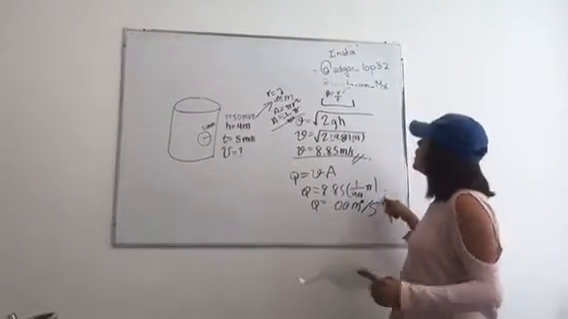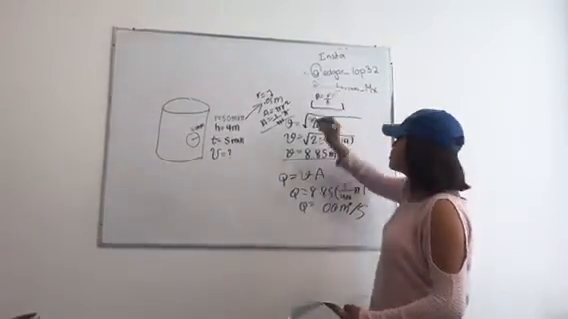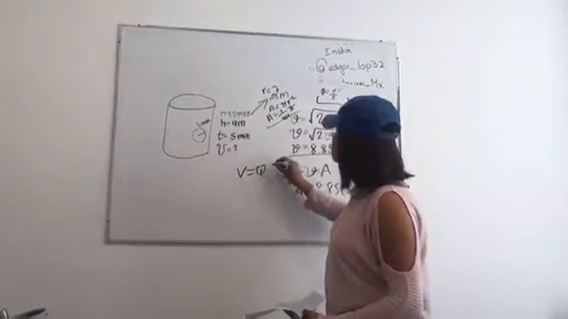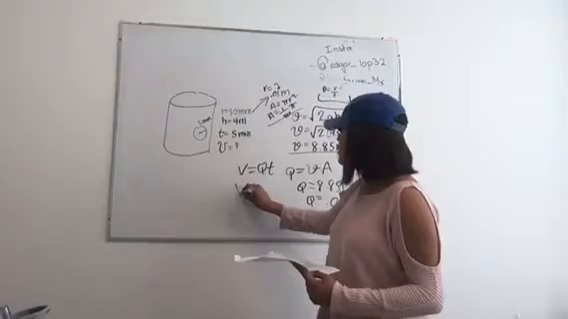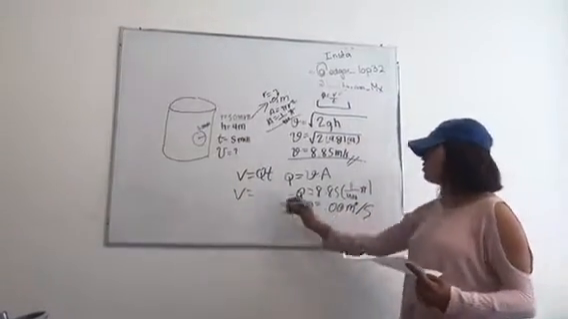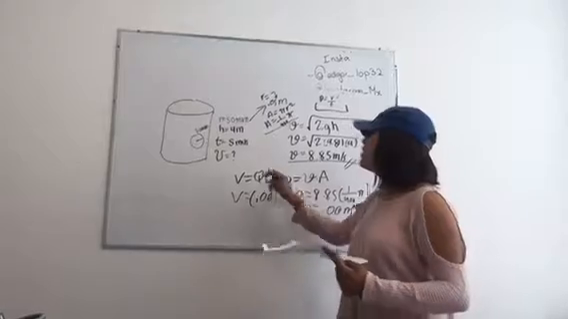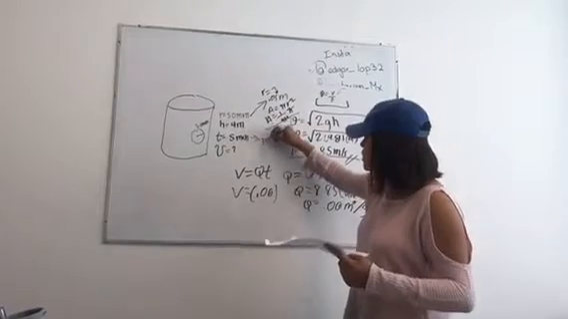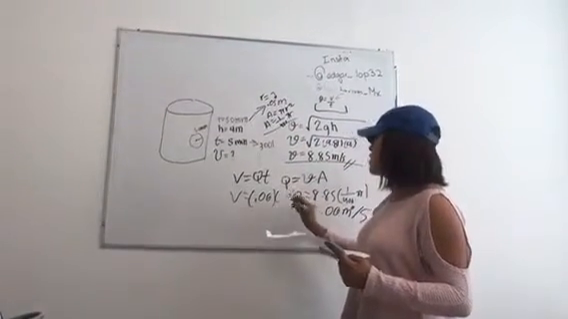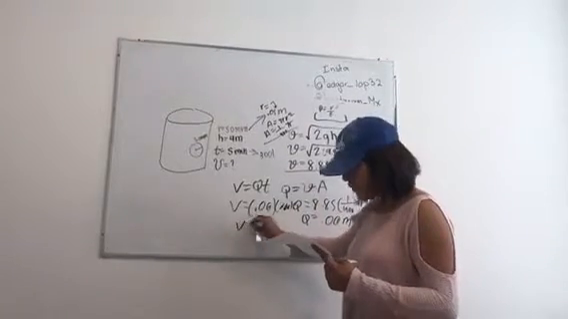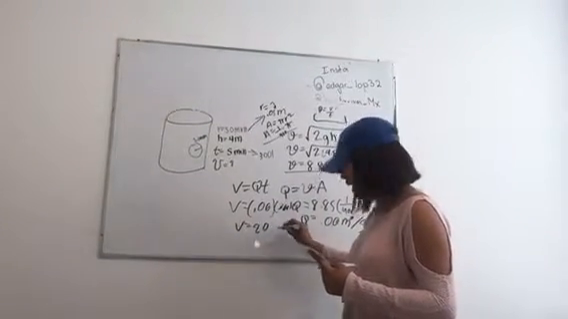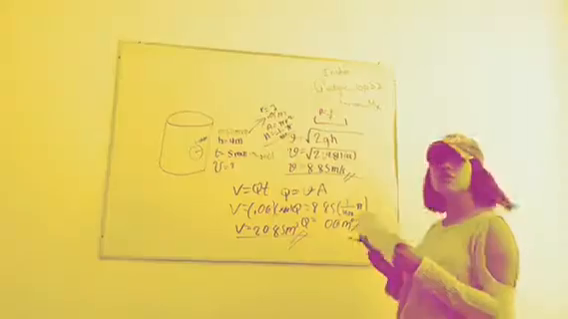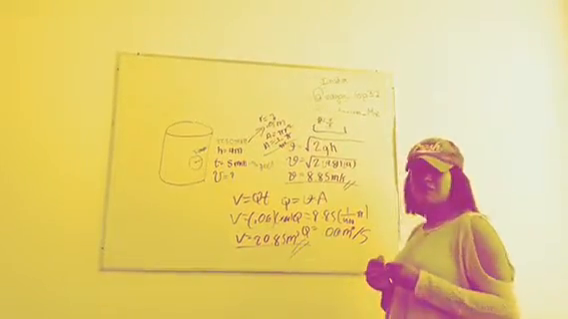Once we have flow rate, we can solve for volume. So volume is going to be flow rate times time. Okay, so flow rate is 0.06. And the minutes, we're going to convert that to seconds. That's going to be 300 seconds. So 0.06 times 300 is going to be 20.85 meters cubed. That's our final answer.